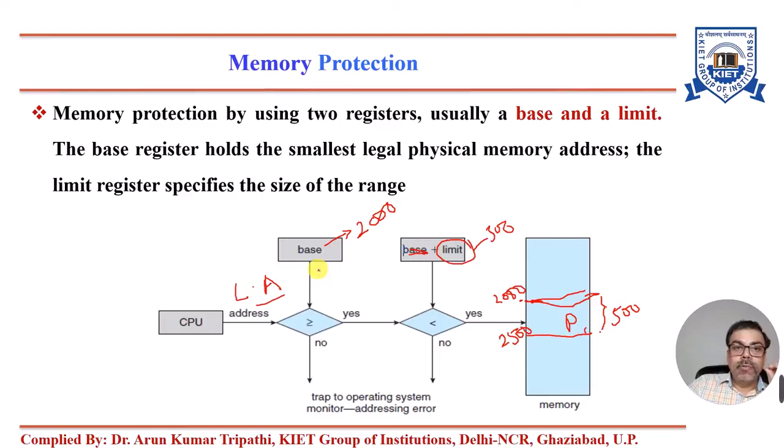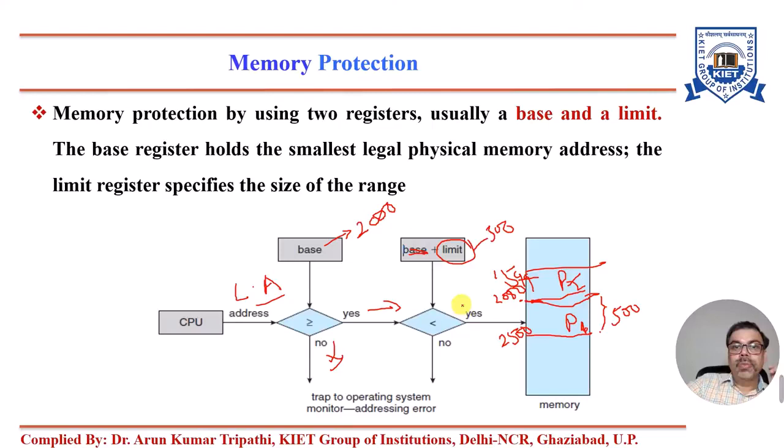Firstly, it will check whether the address is equal to or greater than the base register or not. So here the base register value will be checked. If it is, then it's okay. If not, then it will be terminated, because maybe this is process P1, and maybe process P2 is residing here, and it may generate an address 1599. So this is the address of process P2, not of P1. So it will get trapped. If yes, then it will move here.